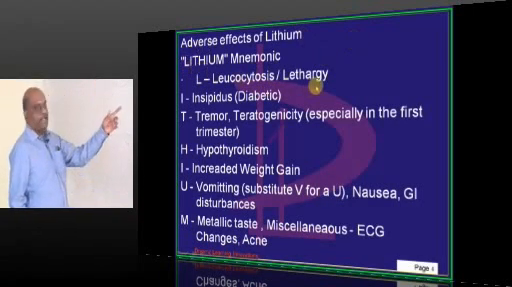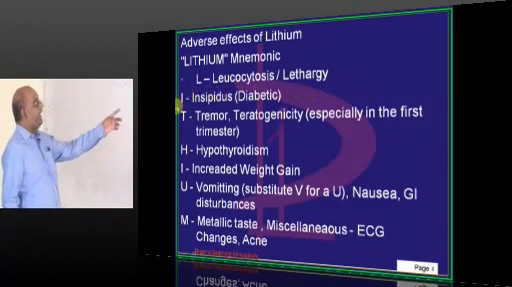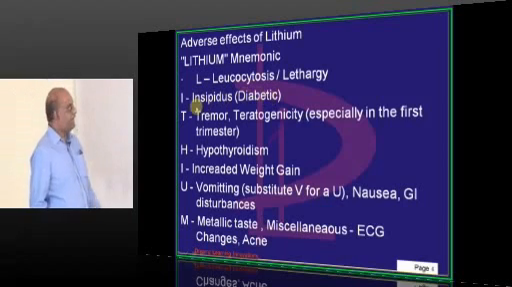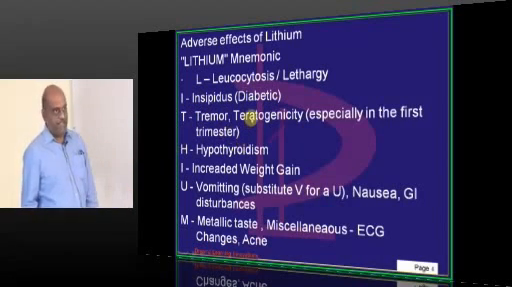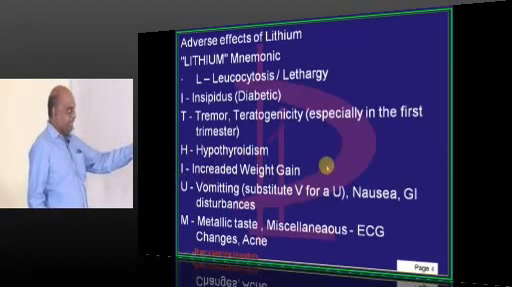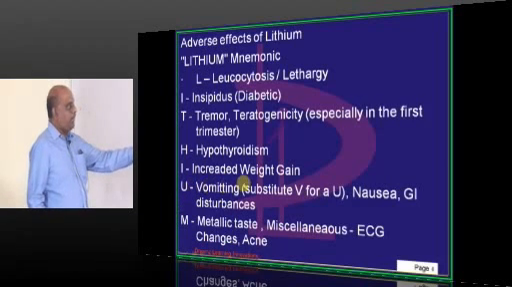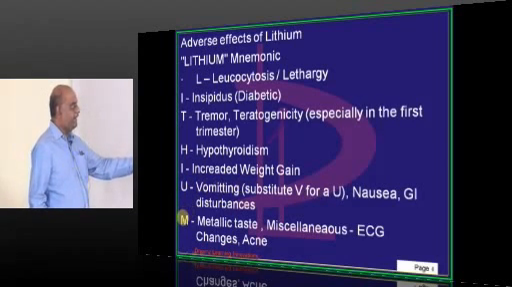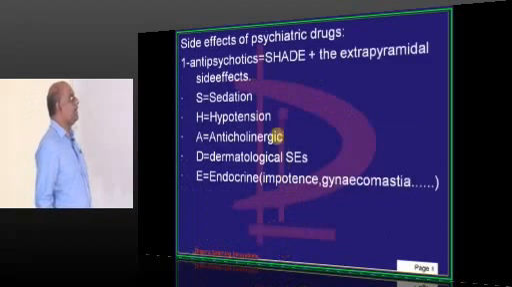L is leukocytosis and lethargy, easy to remember. I is insipidus, which is diabetes insipidus. T is tremor and teratogenicity in the form of Ebstein's anomaly. Then H is hypothyroidism, I is increase in weight gain, U is vomiting, and M is metallic taste, and ECG changes and acne is what you have to basically remember.